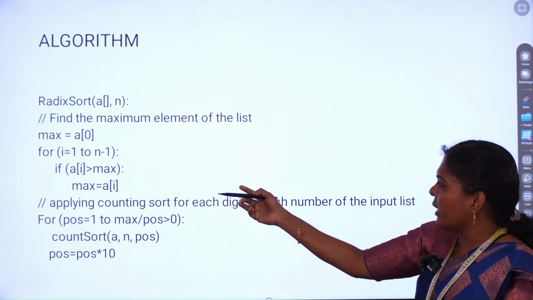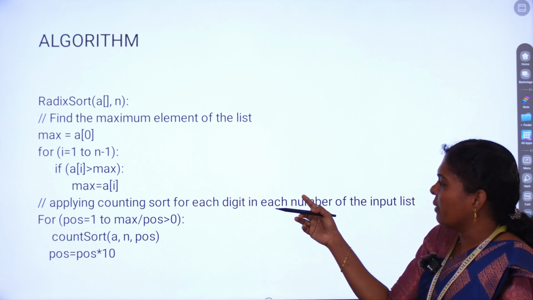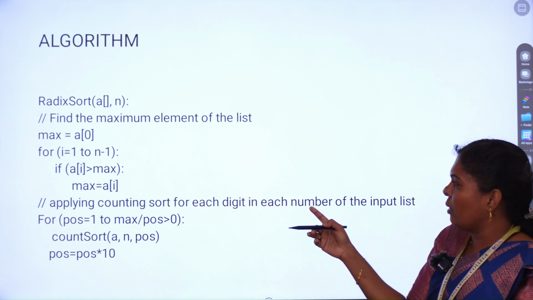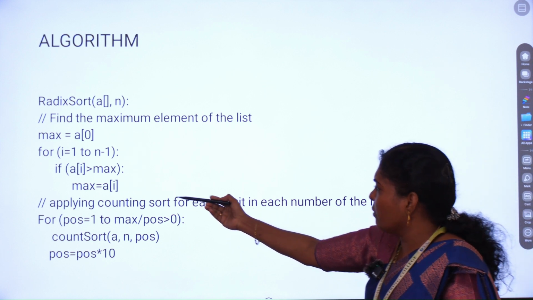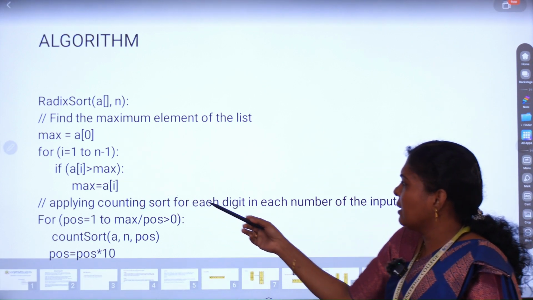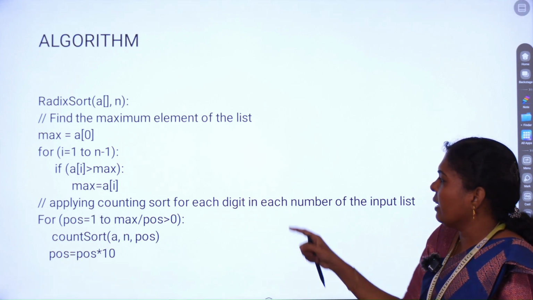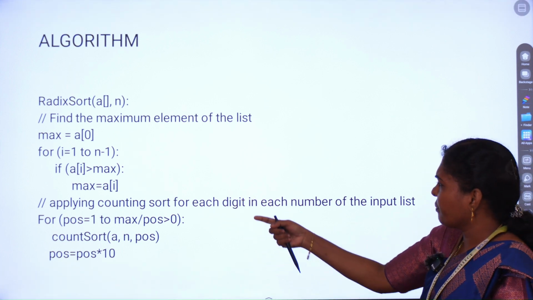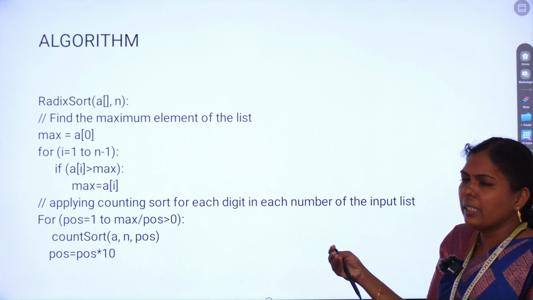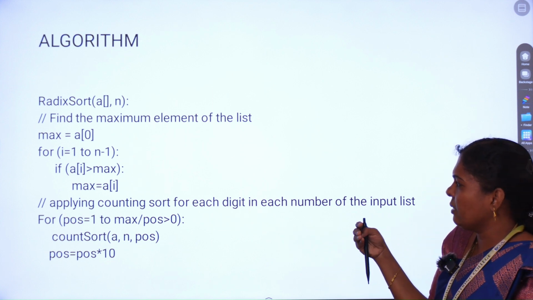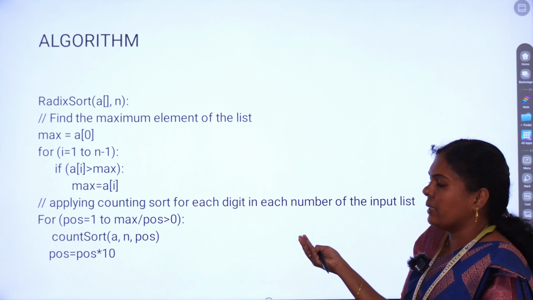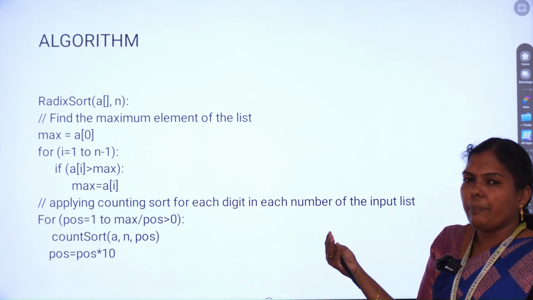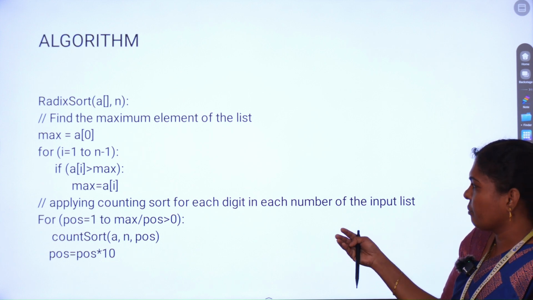Then we iterate through the loop. That means iterate the loop from the second element to the last element. Then we have to compare max with all the elements in the list. Then if any element is higher than max, just update the max. Now max will hold the highest element.